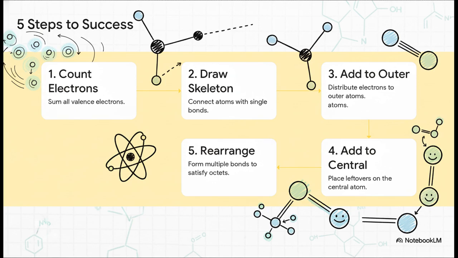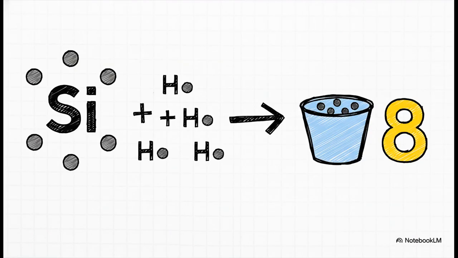First, you count up all the valence electrons everyone brings to the party. Second, you draw a basic skeleton. Third, you hand out electrons to the outer atoms first. Fourth, if there are any left over, they go on the central atom. And last, you might have to do some rearranging, creating double or triple bonds to make sure everyone is happy with their octet. Let's try it with a molecule called silane.